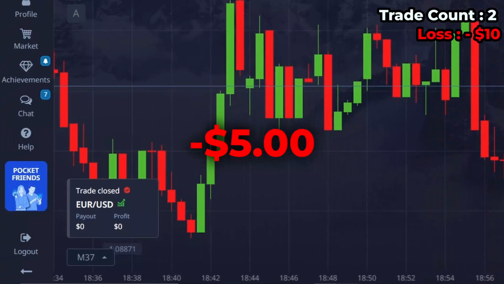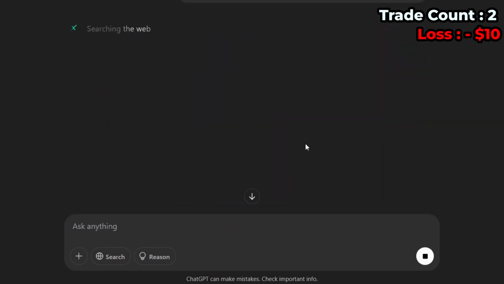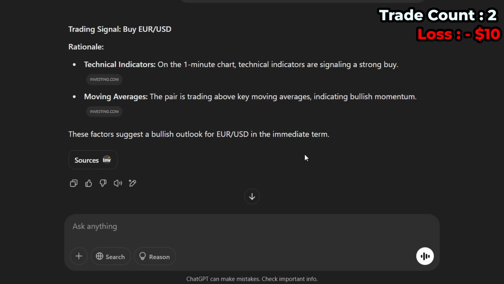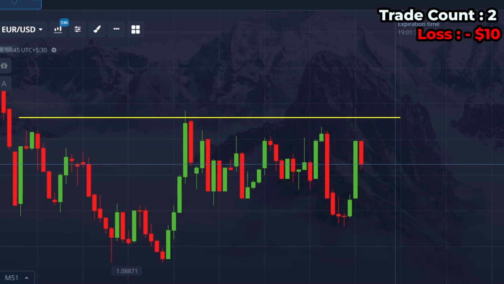Seems like we lost that one too. Let's not give up and place a few more trades. This time I will again ask for a 1-minute trade. According to ChatGPT, we should again place a buy trade in the market, even though the market has reached a certain resistance level and created a huge green candle.